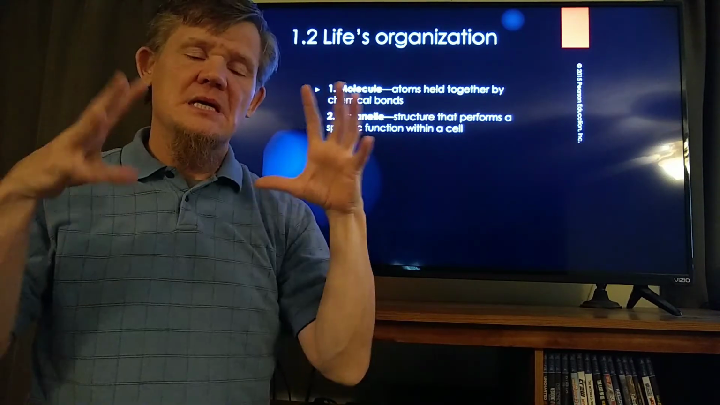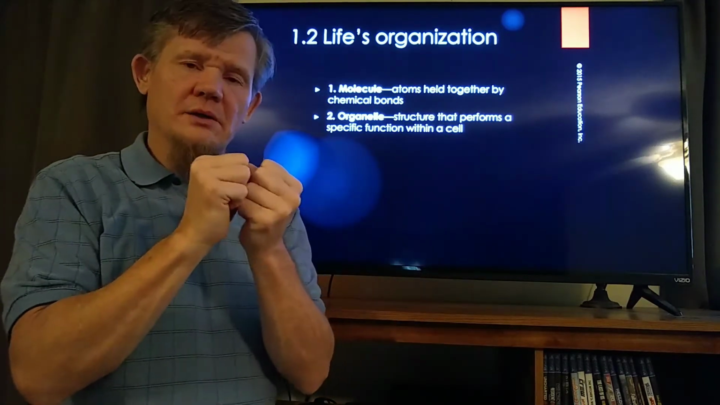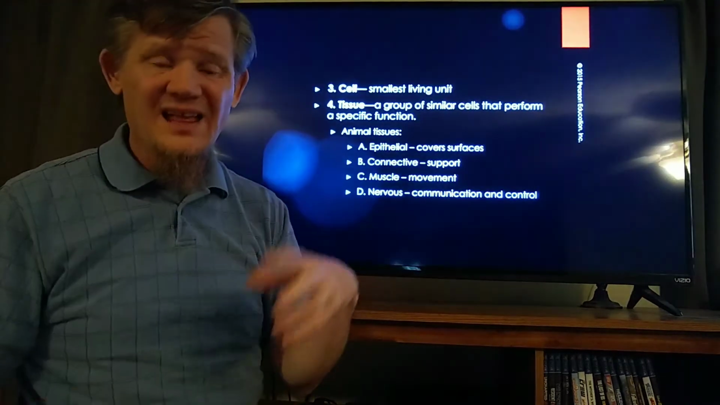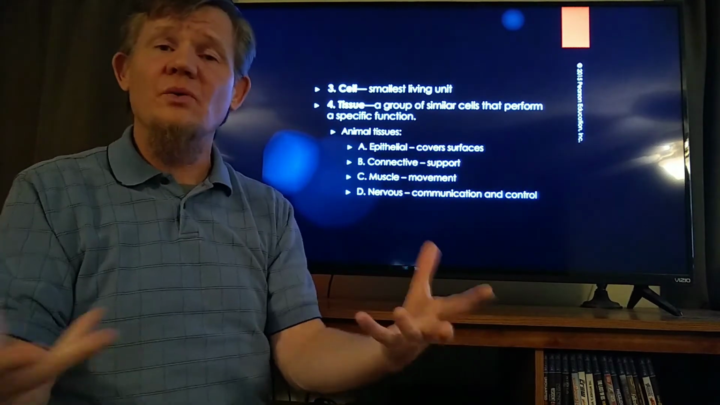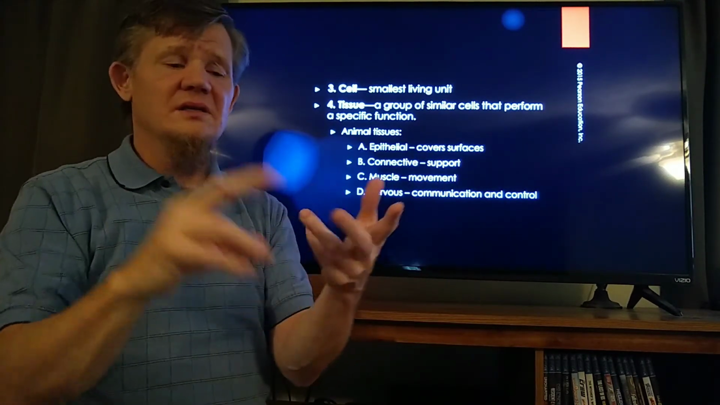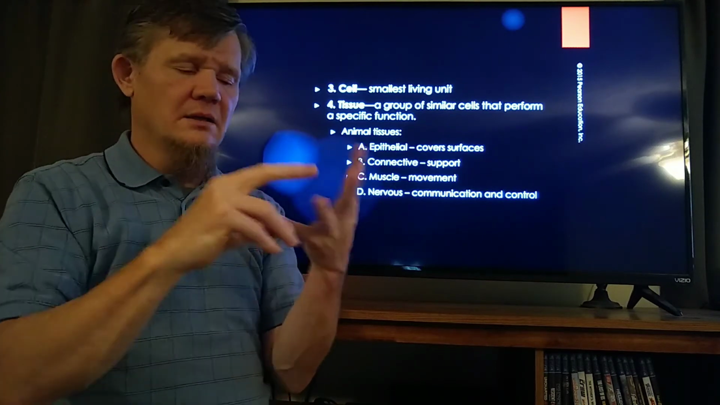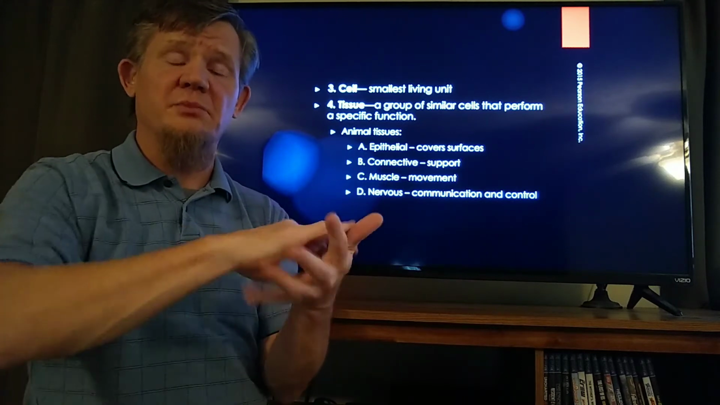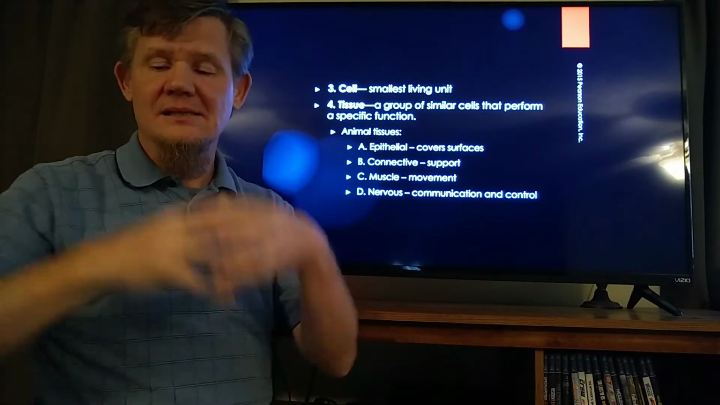So remember, I take atoms and I put those together and I get molecules. I take molecules and I put them together and I get organelles. I take organelles and I put them together and I get cells. What are some of the organelles that you know? Like the nucleus, like the mitochondria, is the powerhouse of the cell. Like the rough ER, like the smooth ER, the Golgi, all of these organelles have jobs they perform. I take all of the organelles and I put them together and I make this thing called a cell.